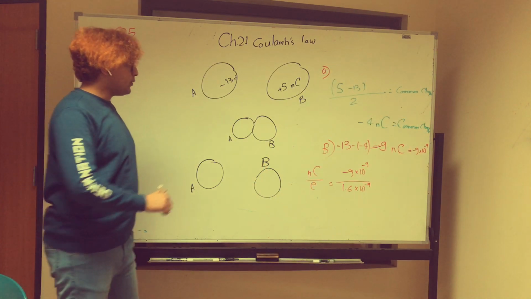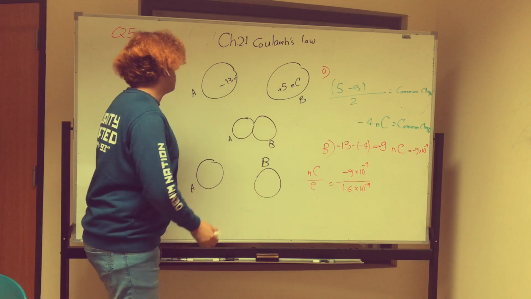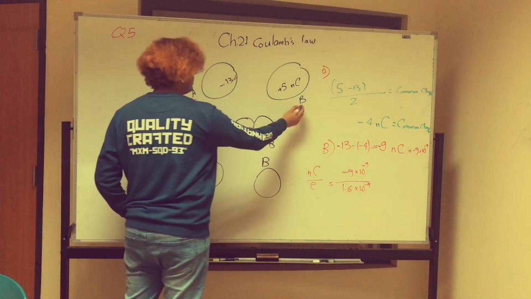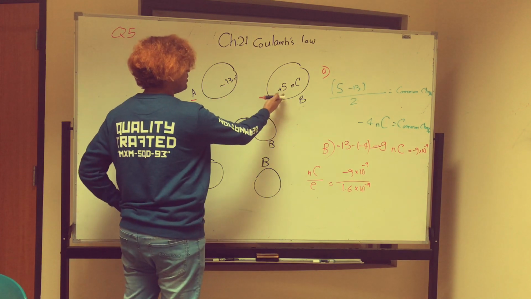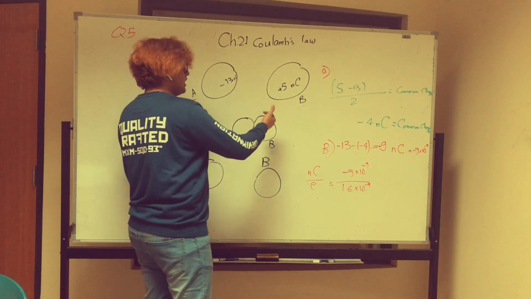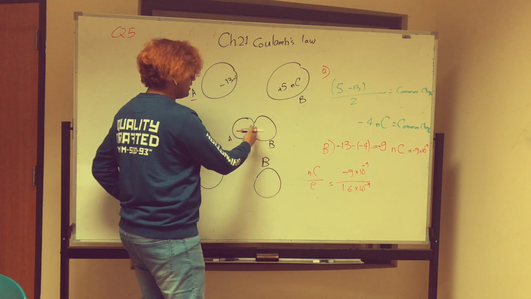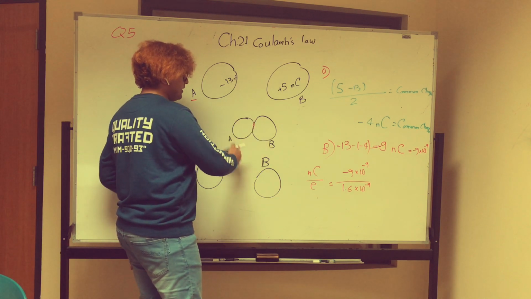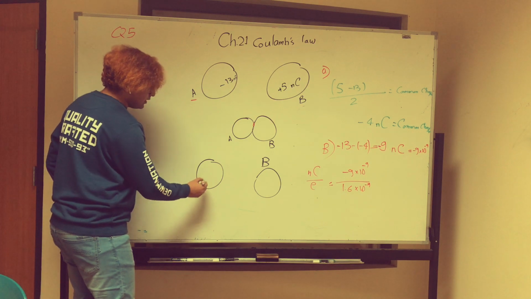Alright guys, question number 5 is our easiest question on here. It says we have two balls, ball A and ball B. Ball A is charged with negative 13 nanocoulombs and B with positive 5 nanocoulombs. We brought these two balls next to each other, let them touch each other, and then separated them. And he's asking what is the new charge?